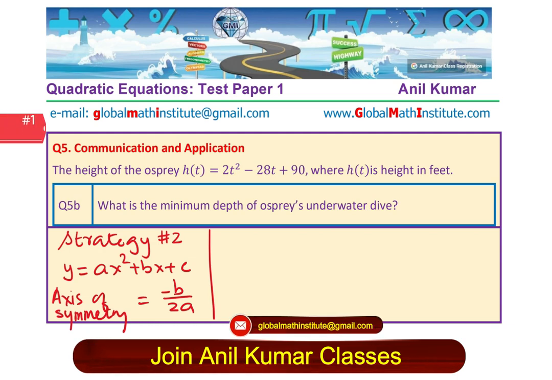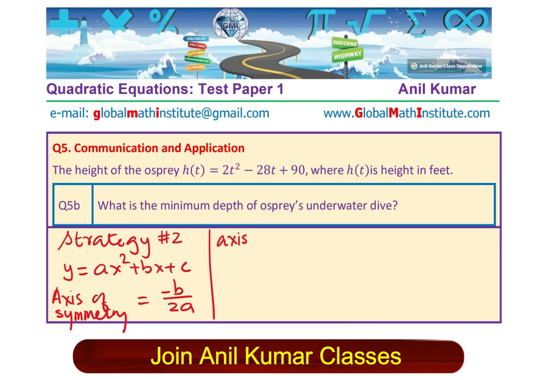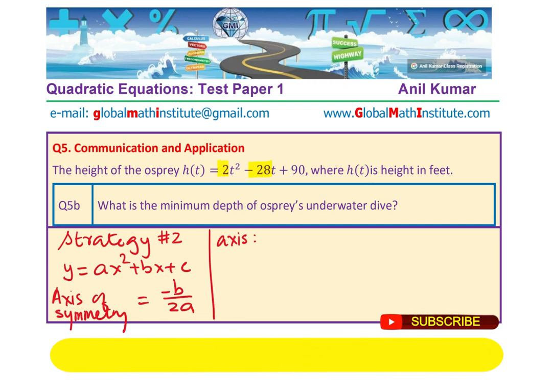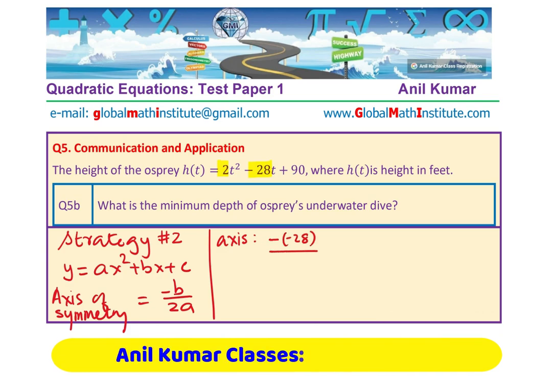So what is the minimum depth? We can find what is the axis here. So -b by 2a, that means minus of -28 divided by twice 2. That gives you 28 by 4, and that is 7, right? So as we got last time, t equals 7 in our vertex form.